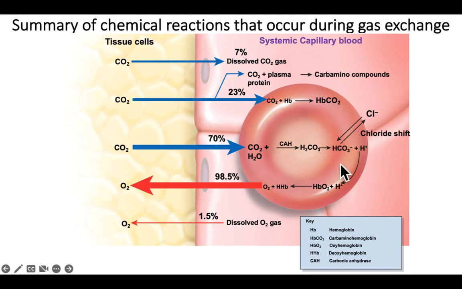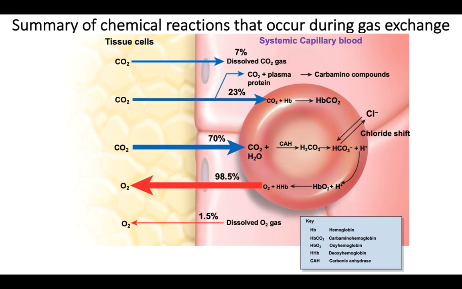But if we're going to move a negative ion out, it has to be replaced. So chloride will actually go into a red blood cell. This is also kind of like a placeholder. If we're going to move that bicarb out, we have to move chloride in. And that's known as the chloride shift.